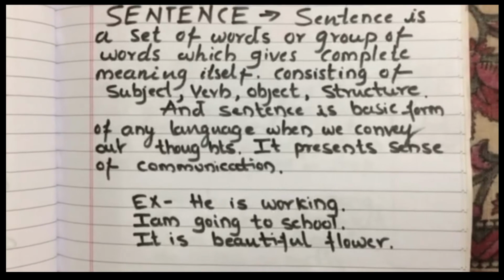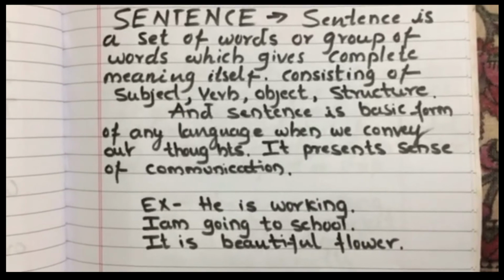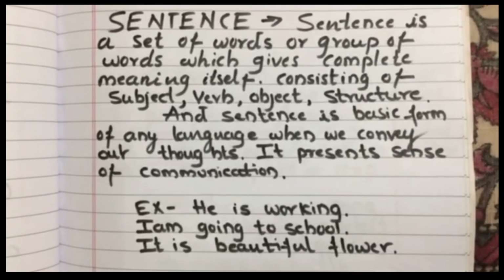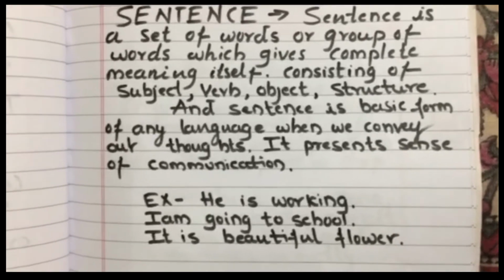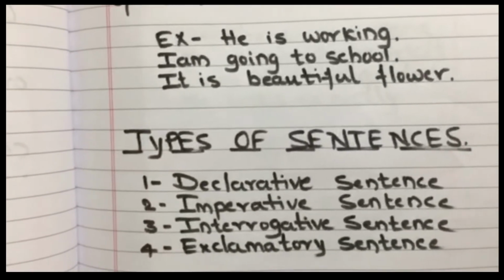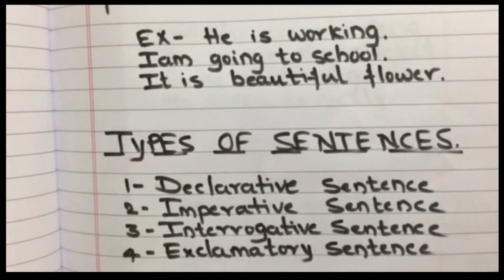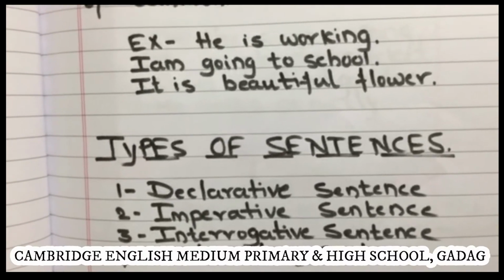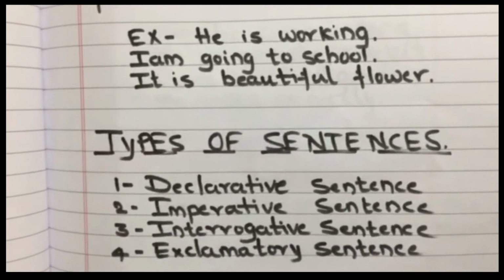Now we have discussed word and sentence. These are all the basic units of communication language. Now it's time to know about types of sentences. In our routine life, in our daily communication, we use so many types of sentences. Thousands of sentences we already use in our routine life.